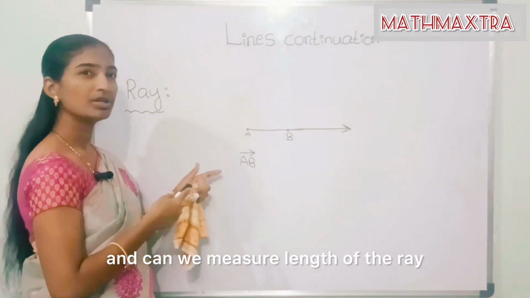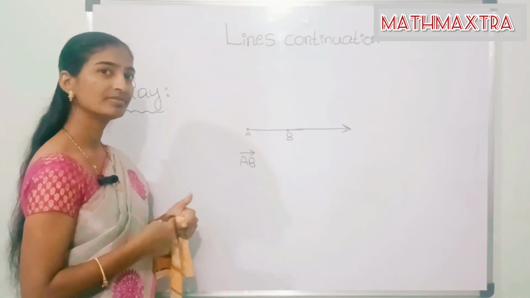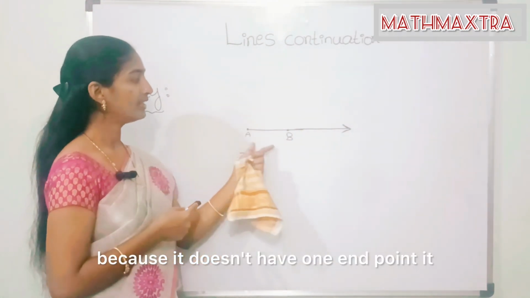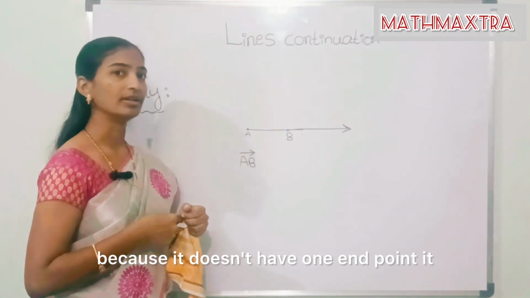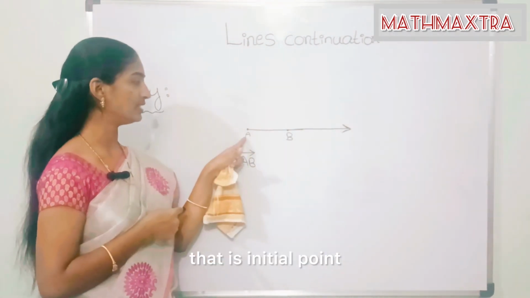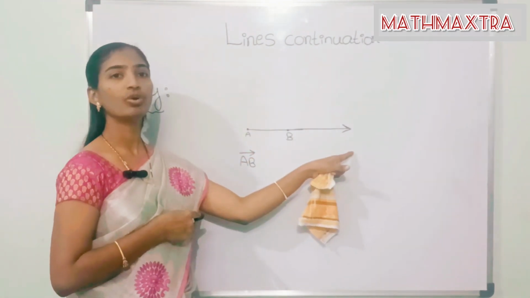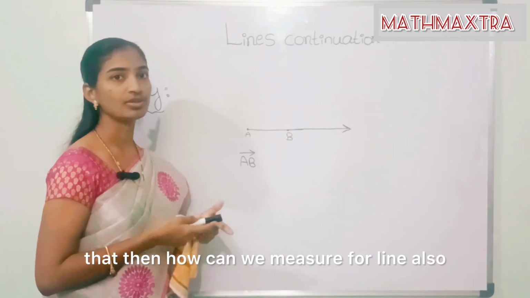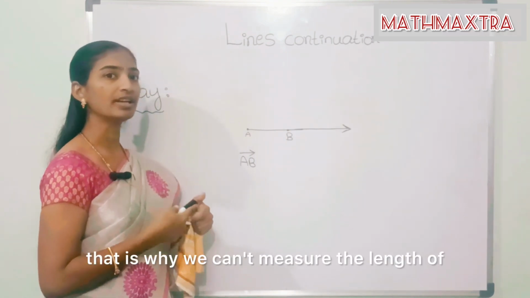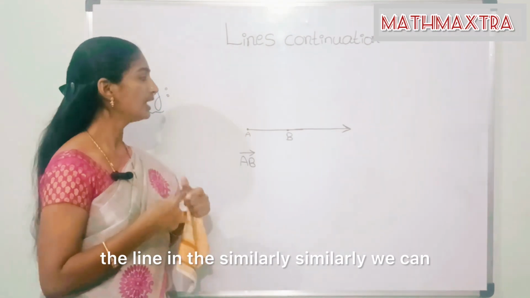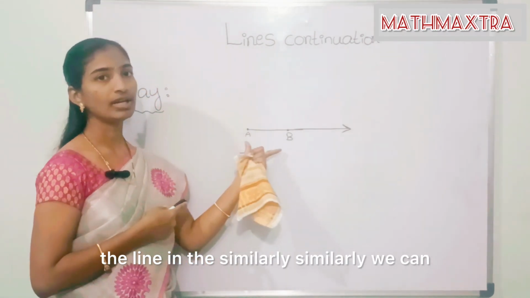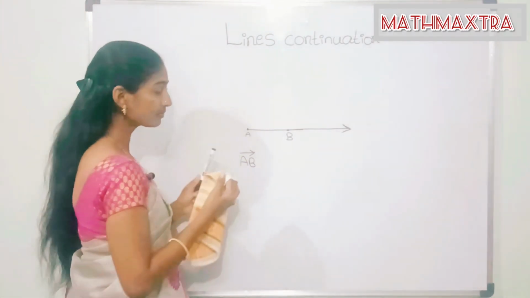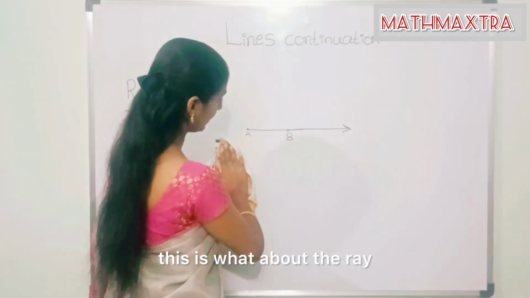Can we measure the length of the ray? No. Why? Because it has only one endpoint, that is the initial point, and we don't know what the other endpoint is. Then how can we measure? For a line also, we don't have two endpoints, that is why we can't measure the length of the line. Similarly, we cannot measure the length of the ray. Okay, this is about the ray.